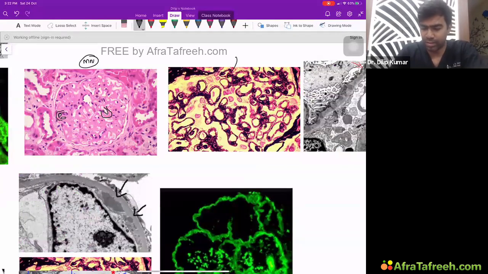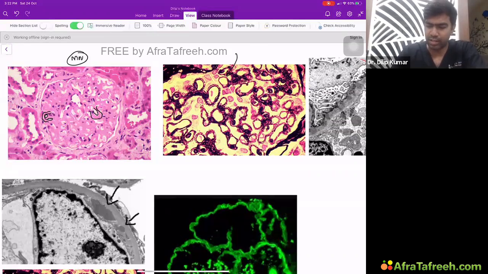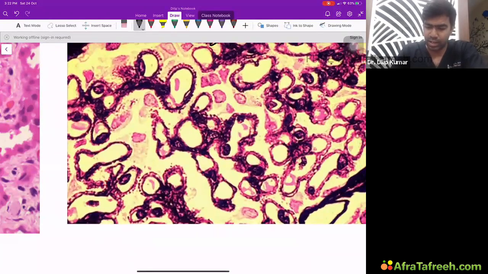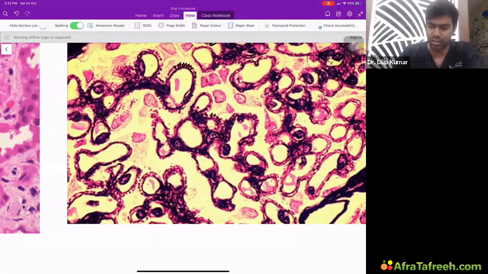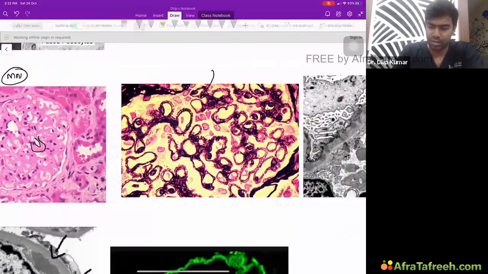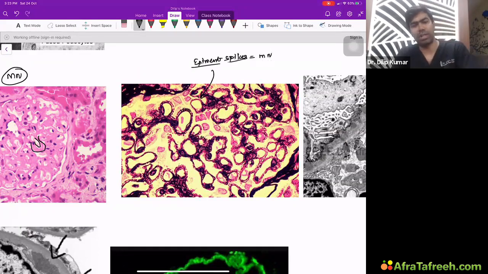That is, silver typically stains the proteins within the basement membrane. And what you're really seeing here is this kind of spike-like appearance of the basement membrane. Even though it's typical in electron microscopy, even in silver stain, in light microscopy at high power, you can see this spike-like appearance of the basement membrane because the silver stain stains the basement membrane. So these are the epimembranous spikes, which equal membranous nephropathy. So that is in light microscopy.